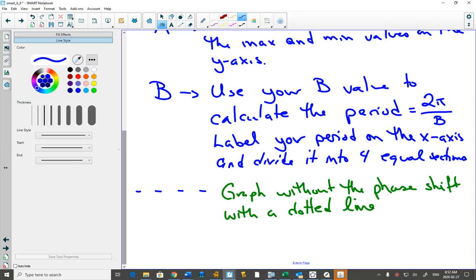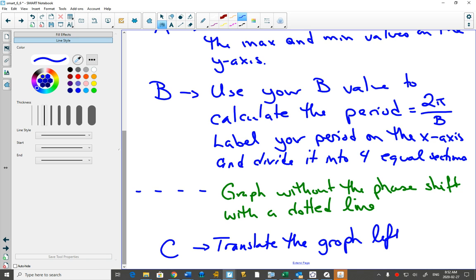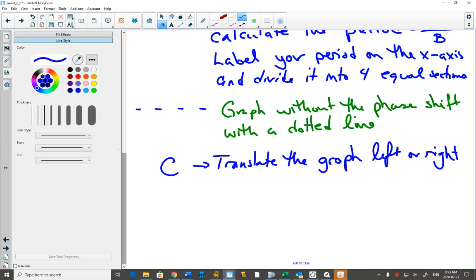And then finally, we get to our C. We're going to translate the graph left or right. Okay? So that's DAB C. Let's look at one example together to see how this works.